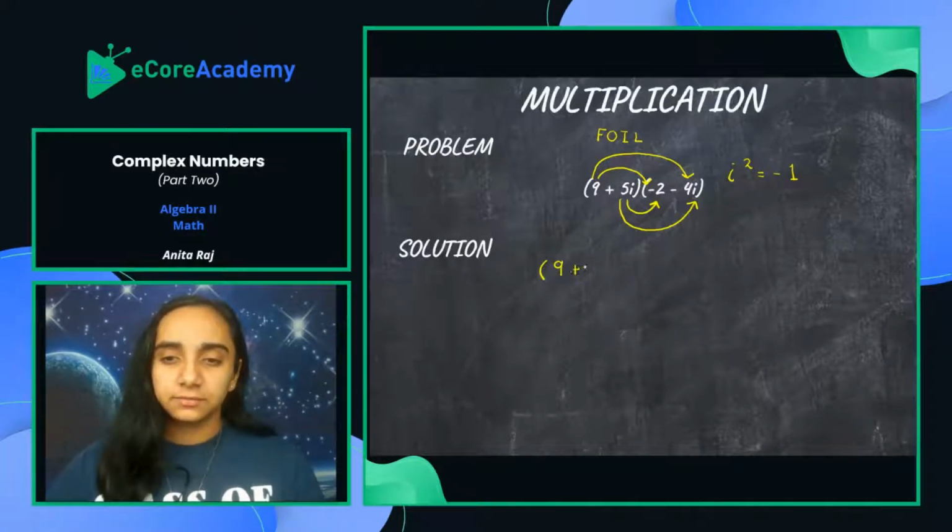9 plus 5i times negative 2 minus 4i. Then we're going to do first. So 9 times negative 2 is negative 18. We're going to do outer.